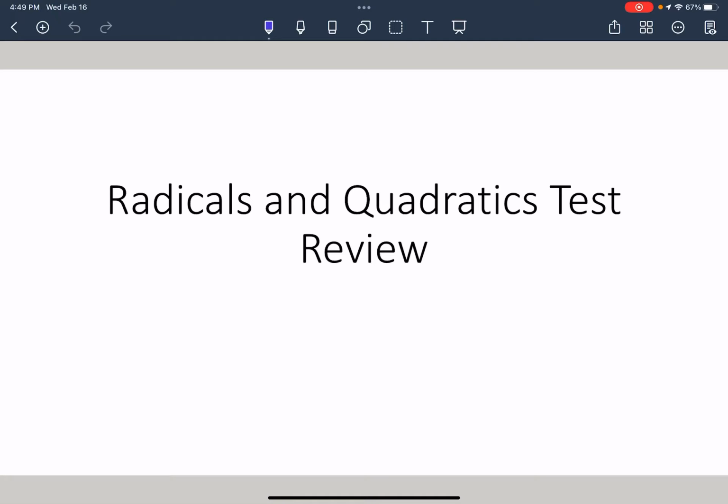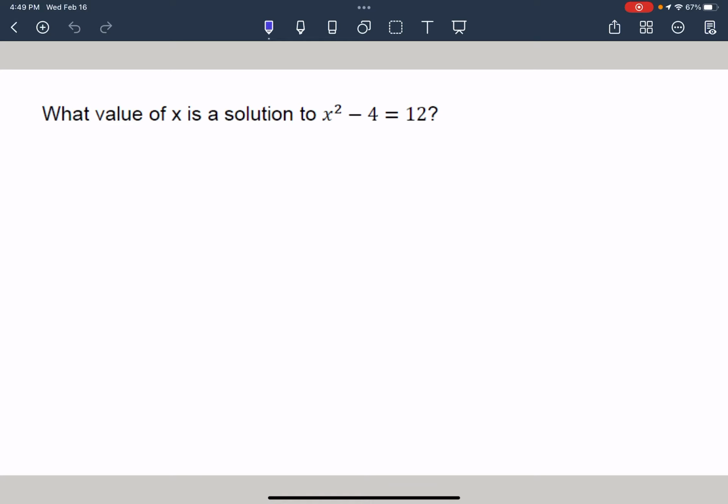So in this video, I'm going to go through the radicals and quadratics test review that's going to help you get ready for the radicals and quadratics unit test. So the first question asks you, what value of x is a solution to x squared minus 4 equals 12?